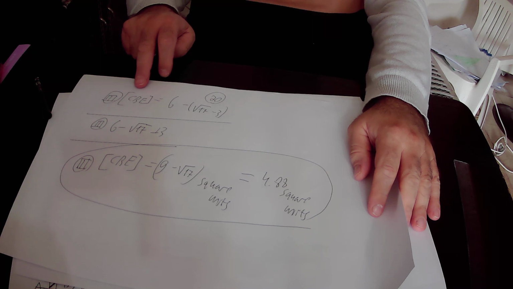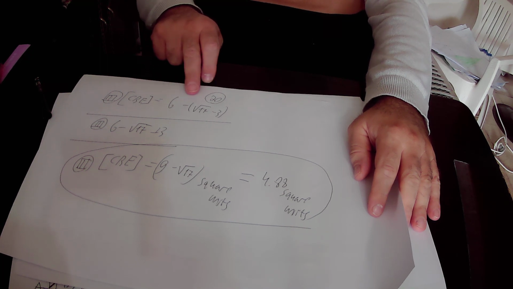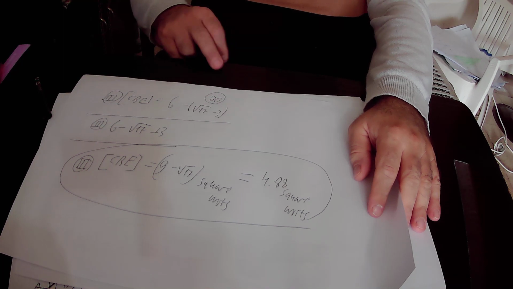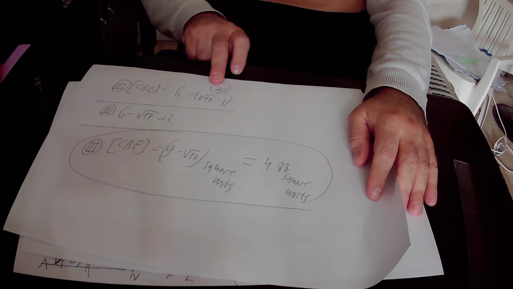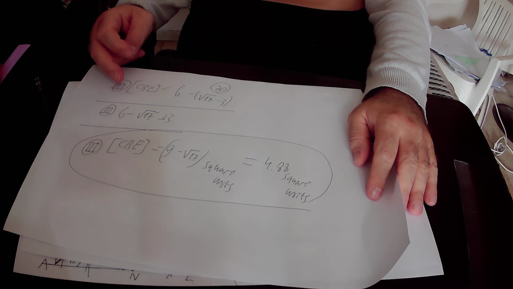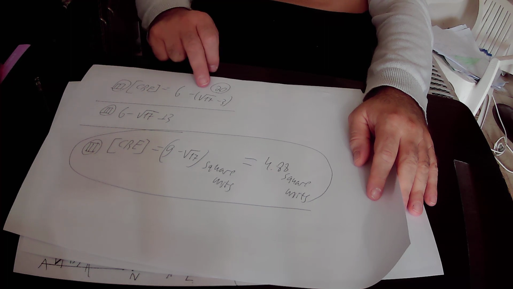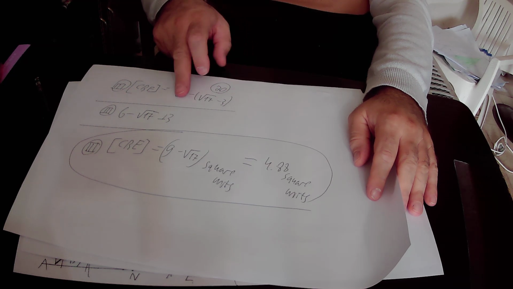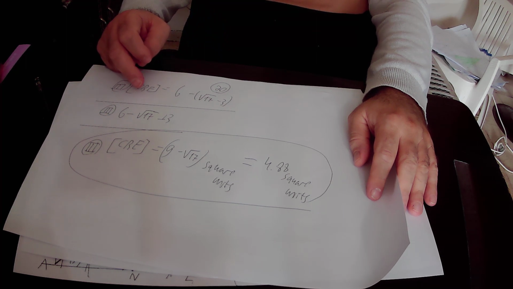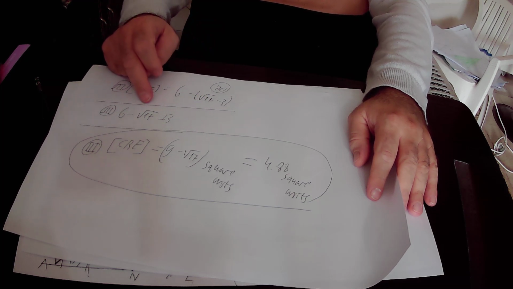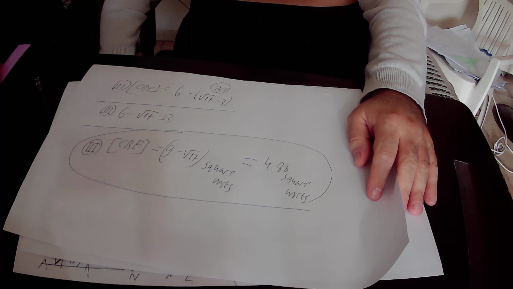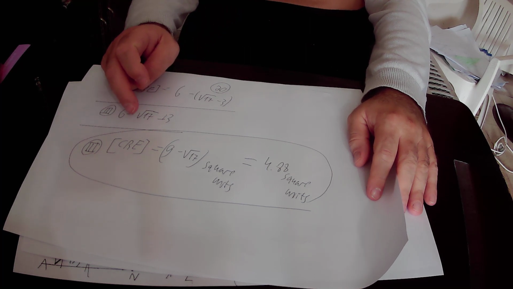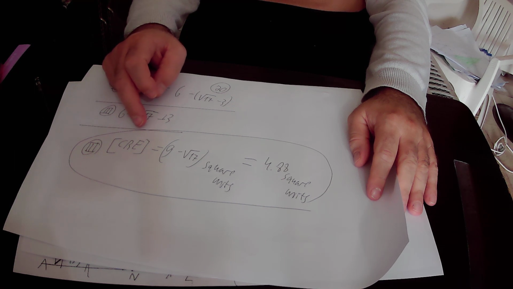So in conclusion, the area of the green right triangle, triangle CBE equals 6 minus square root of 17 minus 3. We open the brackets, and minus 3 is plus 3. So in conclusion we got that the area of the green right triangle, triangle CBE equals 6 plus 3, that is 9, minus square root of 17 square units.